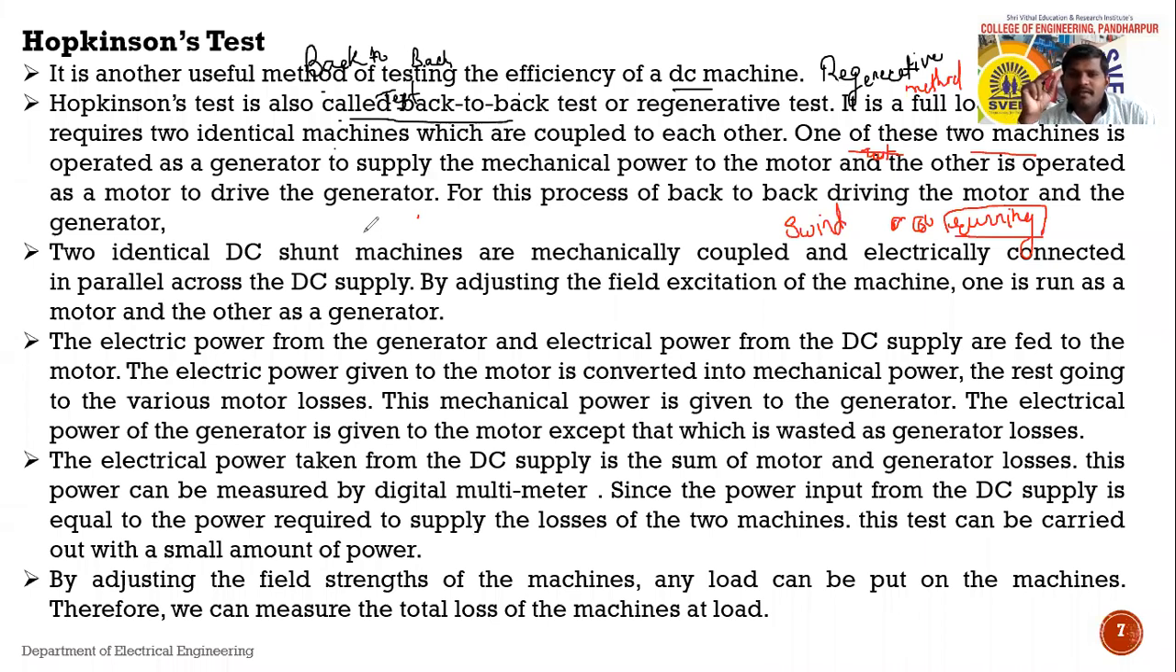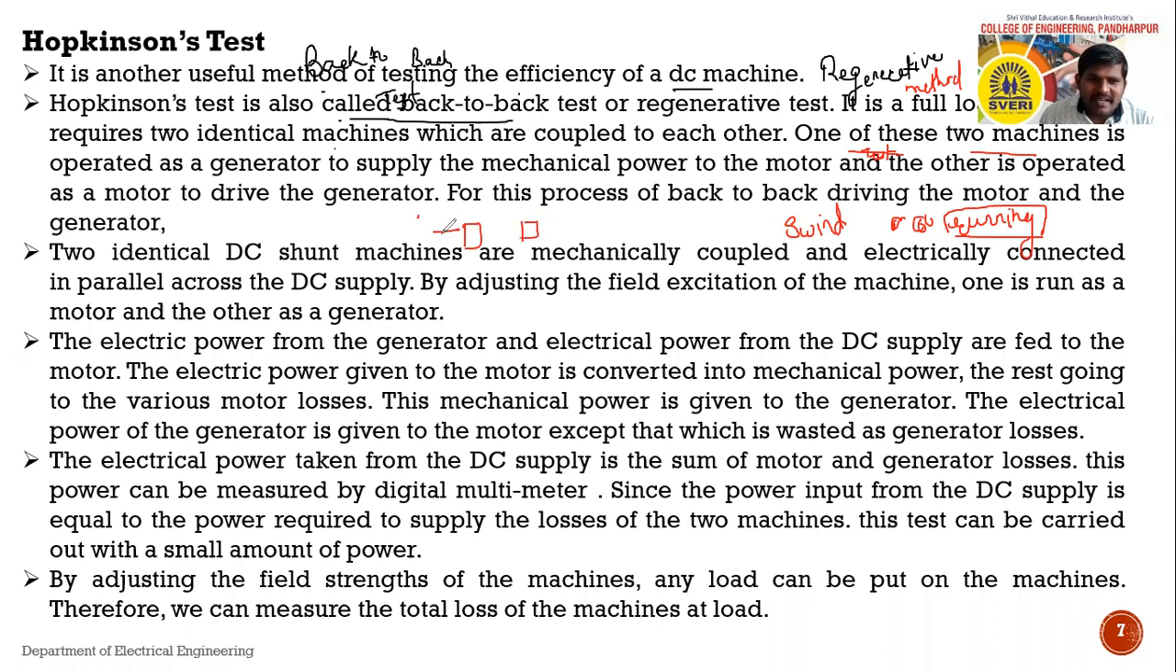Now see, the generator output is in the form of electrical. This electrical output is used as the input to the top motor. That means it is the electrical input of the motor, and the mechanical output of the motor is used as an input to the top generator. That means we are using two identical machines like an MG set, that is, a motor generator set.